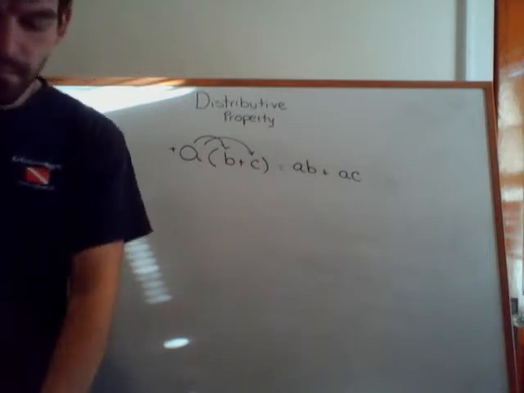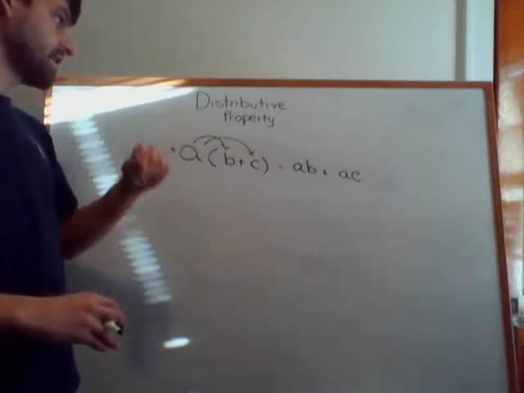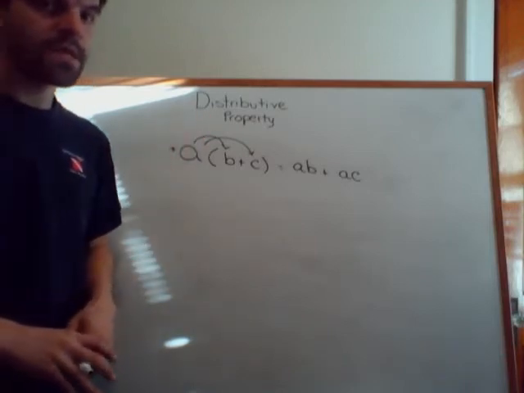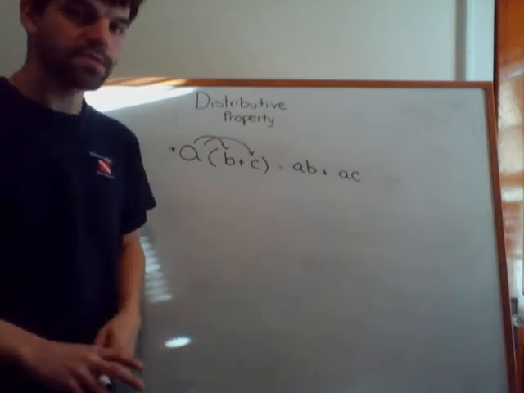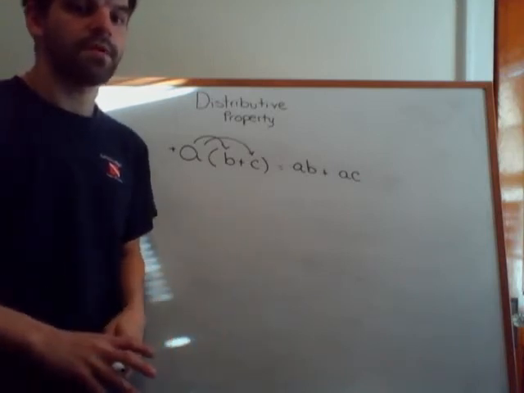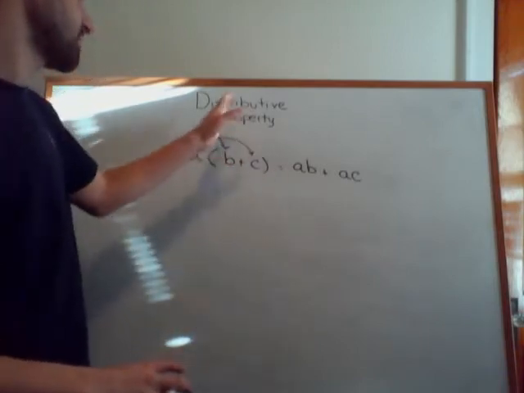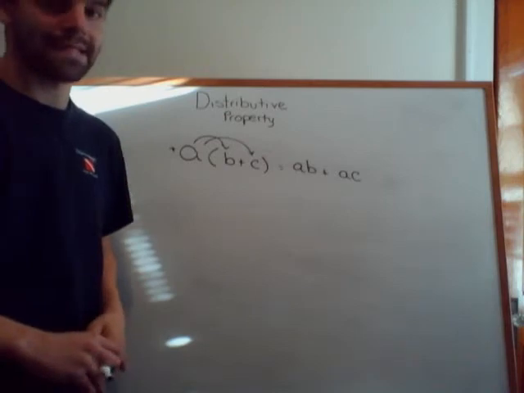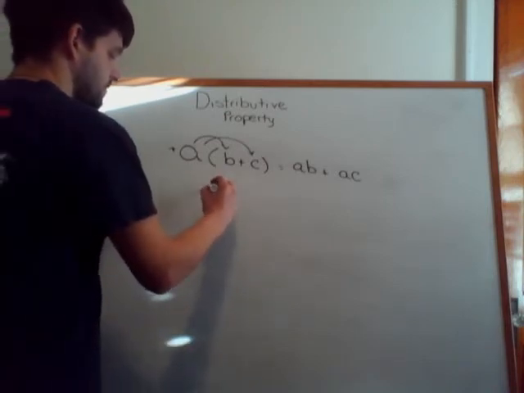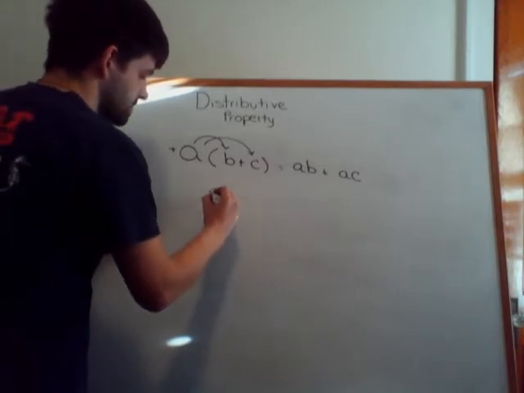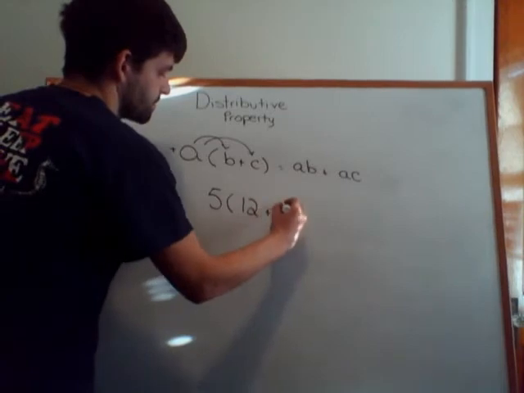Okay? Now, for the intents and purposes of this video and the concept of the distributive property, even though some of the values that are going to be in the parentheses are like terms, I'm not going to simplify the value in the parentheses first, to show the distributive property more clearly. So to illustrate that, let's start with our first example being 5 times the quantity 12 plus 4.